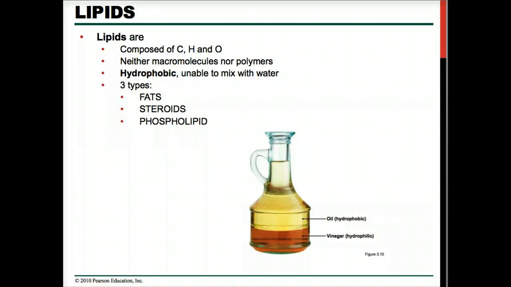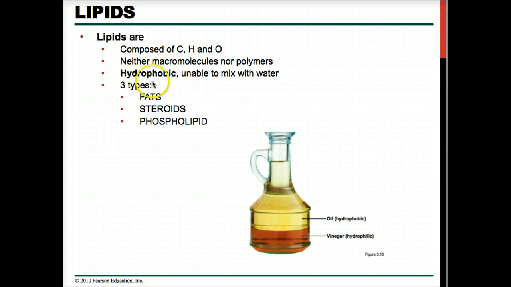Now we're going to move on to our second macromolecule, which is the lipid. It says lipids are composed of carbons, hydrogens, and oxygens. They're not really macromolecules or polymers technically, but we're going to group them in for the purposes of this class. So we do build them. They're just not straight chains.